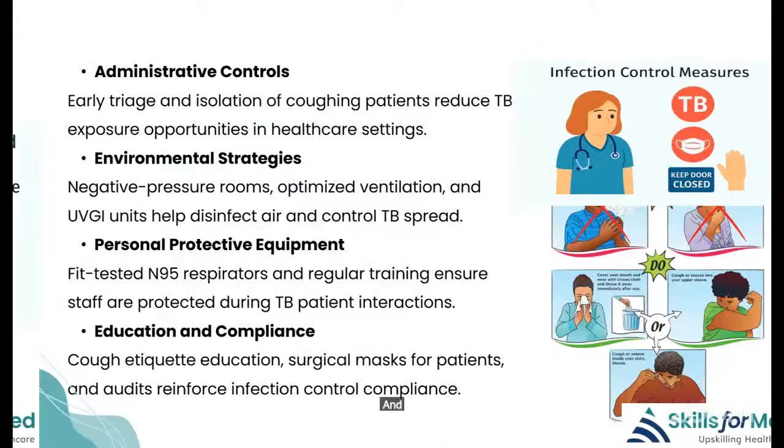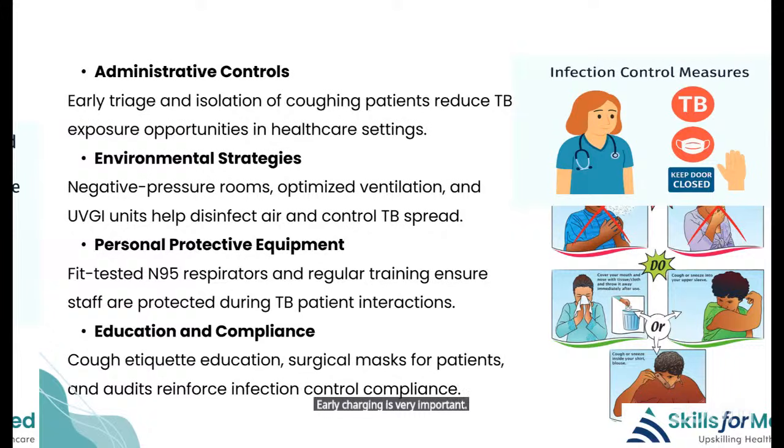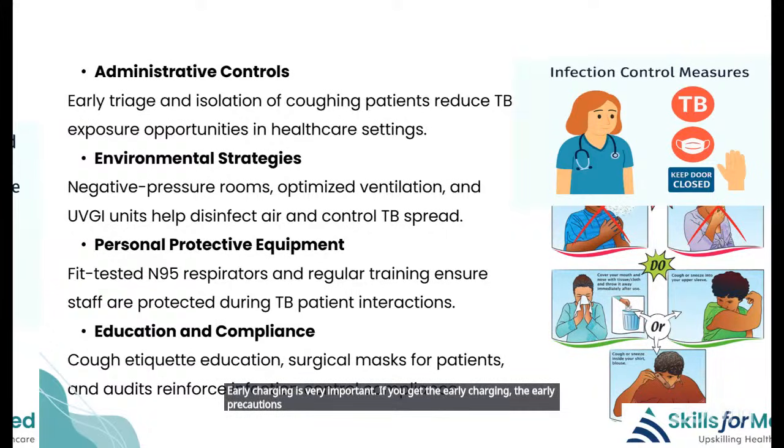Administrative controls means early triaging and isolation of coughing patients reduce the risk of exposure in the healthcare setting. As I told, you should treat every patient as infectious. So strategies like triaging are very important whenever any patient is coming in emergency or indicates a previous history of TB. If you get the early triaging, the early precautions can be followed.